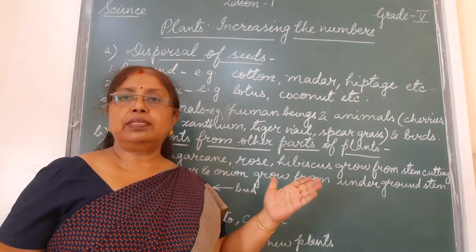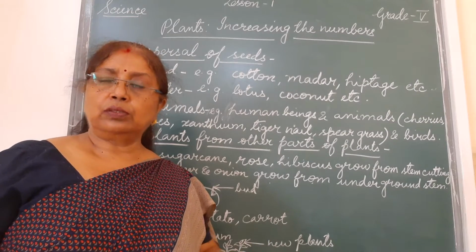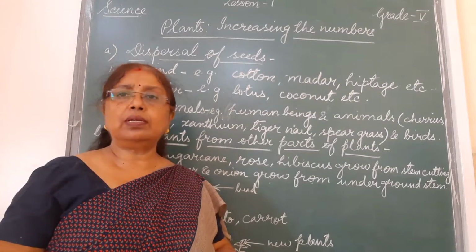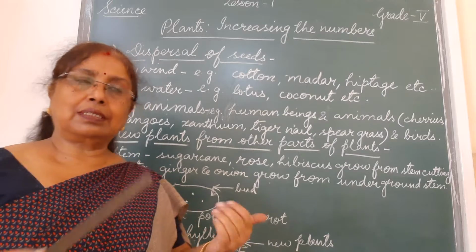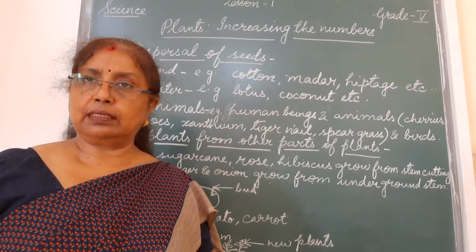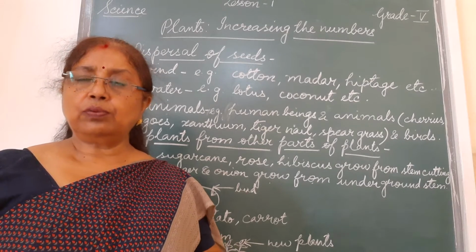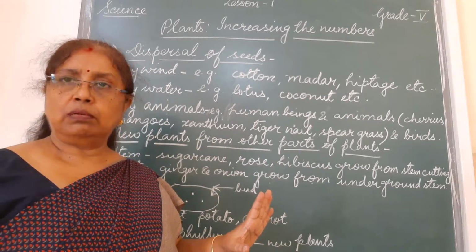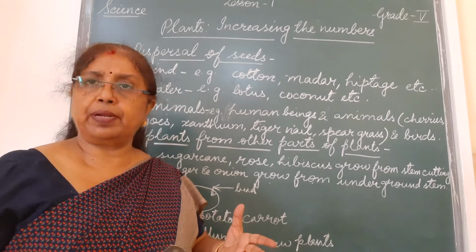You know, the plants and trees grow hundreds of seeds. So all the seeds, if they start growing near to the parent plant, they will not get enough food. Means they will not get enough sunlight, water, space and air. So what will happen? Either they will not survive at all, or they will be very weak plants. They will grow into very weak plants.